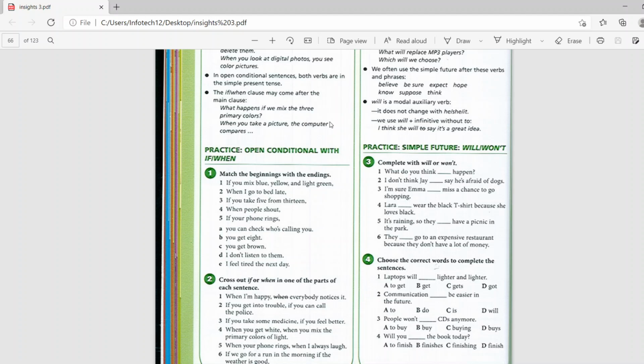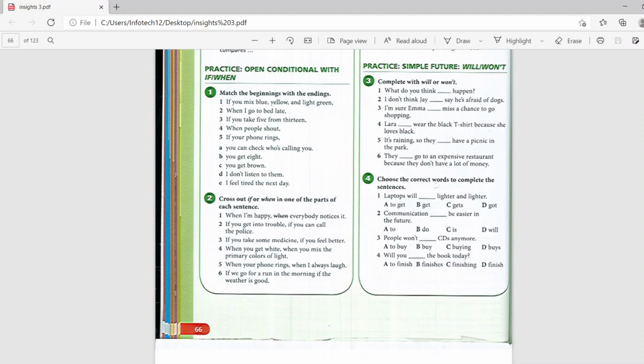Luego de que tienen esto, vamos a realizar esta practiquita, nada más la 1 y la 2, number 1 y number 2. It says, practice open conditional with if or when. Match the beginnings with the endings. Ok, acá es lo mismo. Tenemos cinco principios de oraciones y vamos a escoger de estos 5 que tenemos from A to E los endings, ¿verdad? Los que tengan coherencia, por así decirlo, ¿verdad? Que tengan una relación con la A, la B o la C, la que ustedes consideren que es la más adecuada.